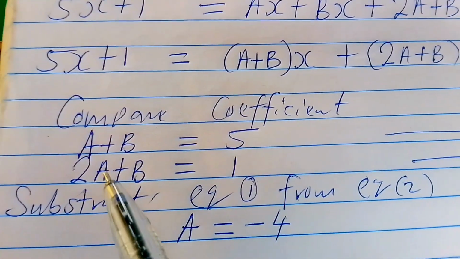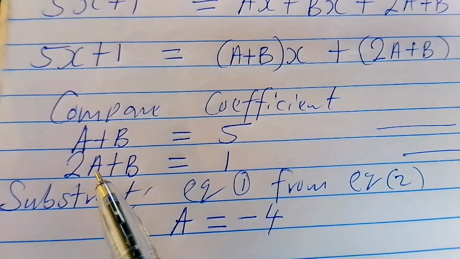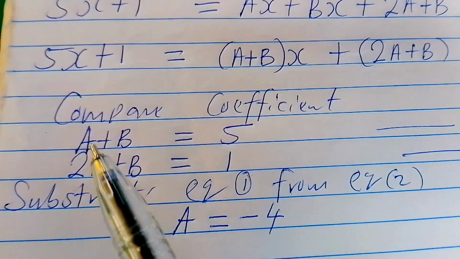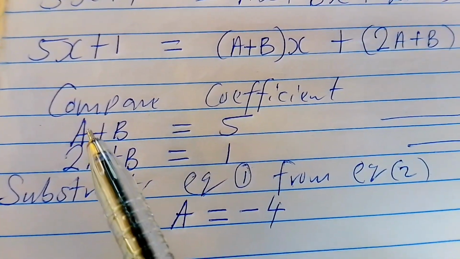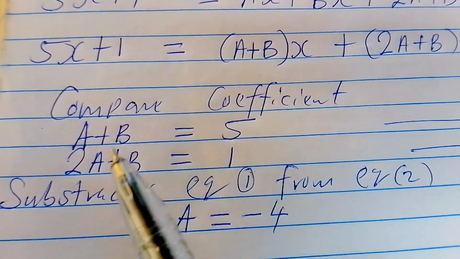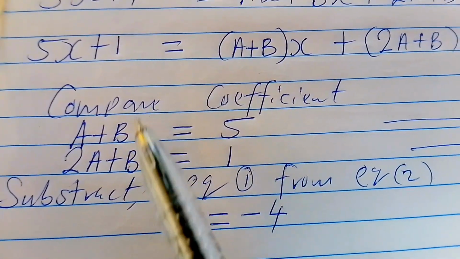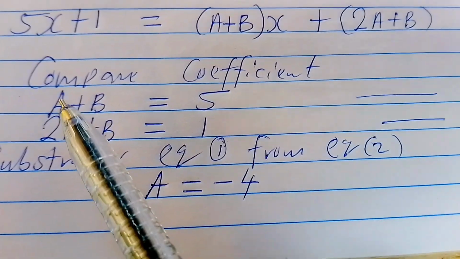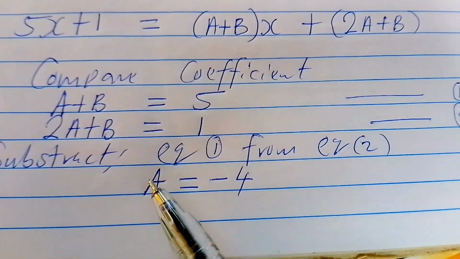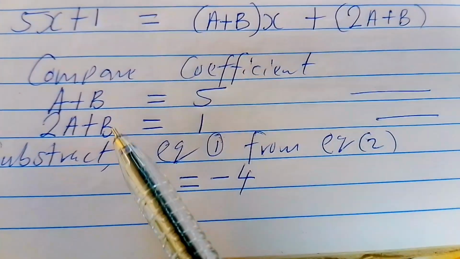You can see that if you subtract equation 1 from equation 2, you are going to have the value of a, because 2a minus a is going to give us a. And b minus b is 0, so b is eliminated. Let's look at how to subtract it.